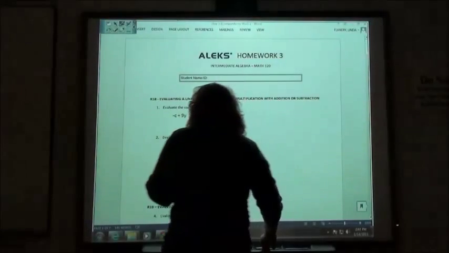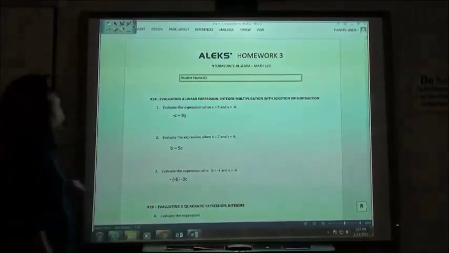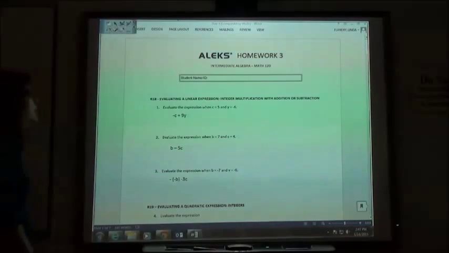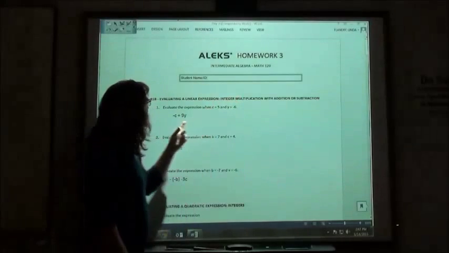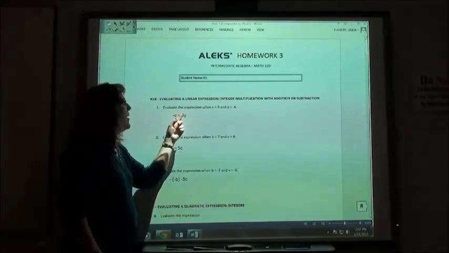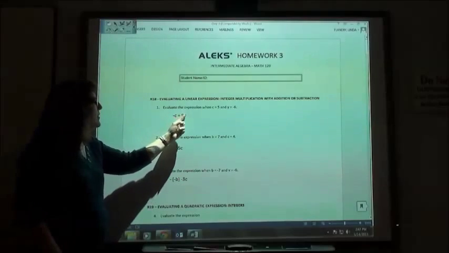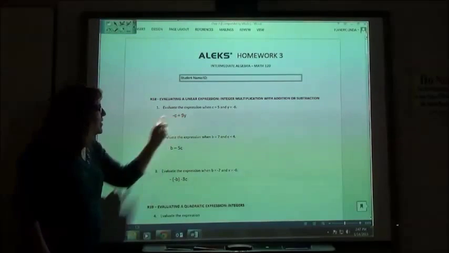Intermediate Algebra Homework Day 3. We are evaluating a linear expression, integer multiplication with addition or subtraction. The integer multiplication here is when you're multiplying this integer, which can be a positive or negative whole number, times our variable, and then we're adding or subtracting.